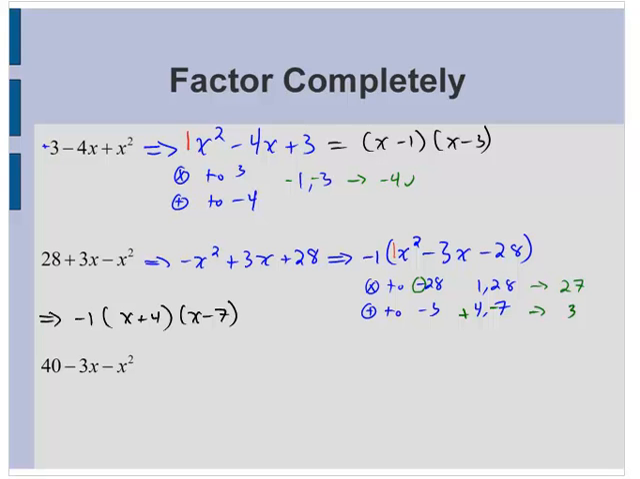Why don't you try this last one on your own? All right. Using a similar idea as the previous one, let me write it in descending order as negative x squared minus 3x plus 40. And again, I see the lead coefficient is not 1, but negative 1. So I'll rewrite this as negative 1 by x squared plus 3x minus 40.